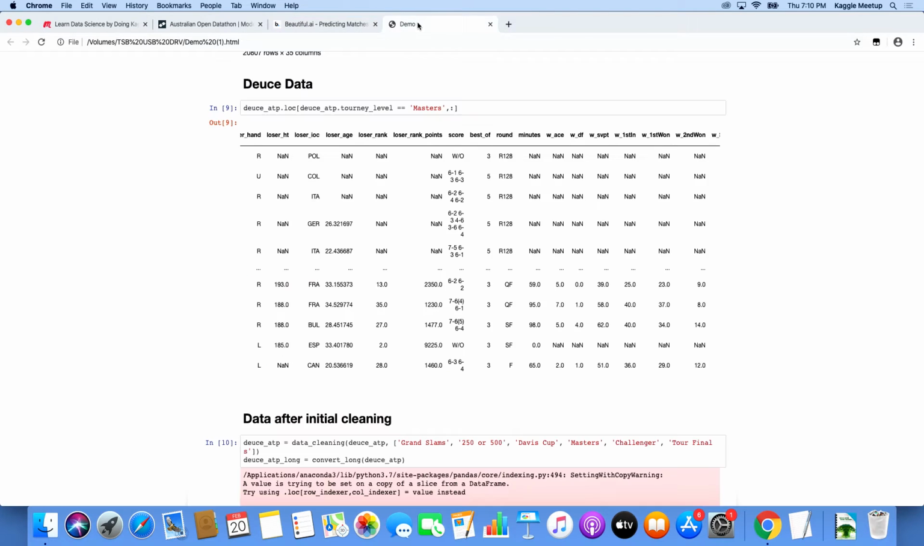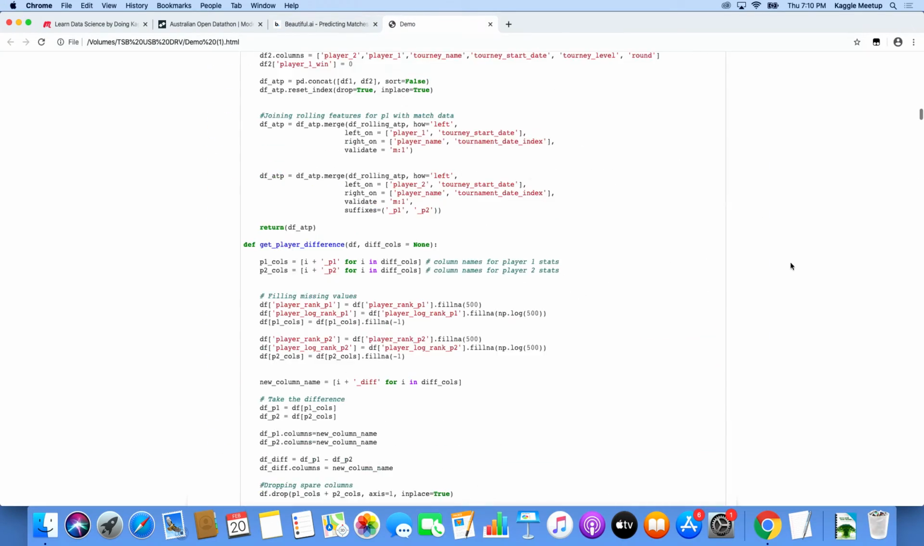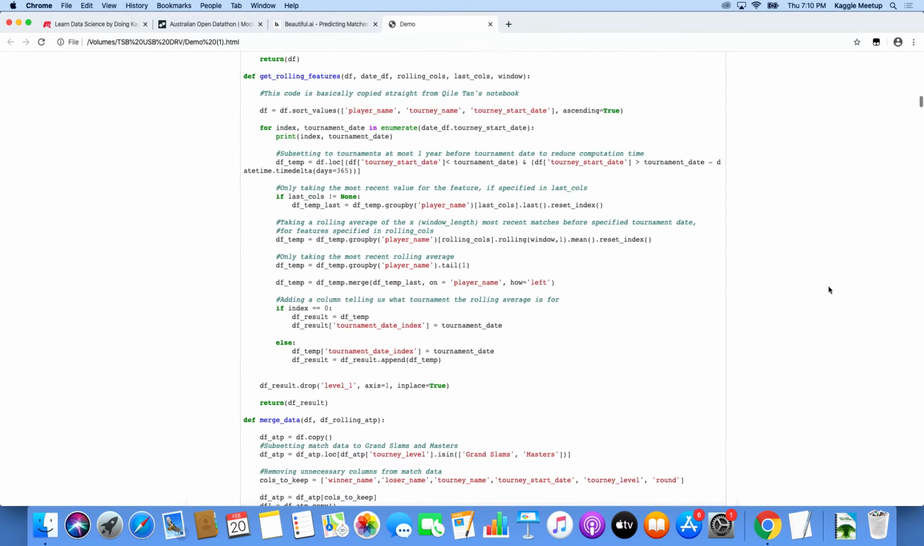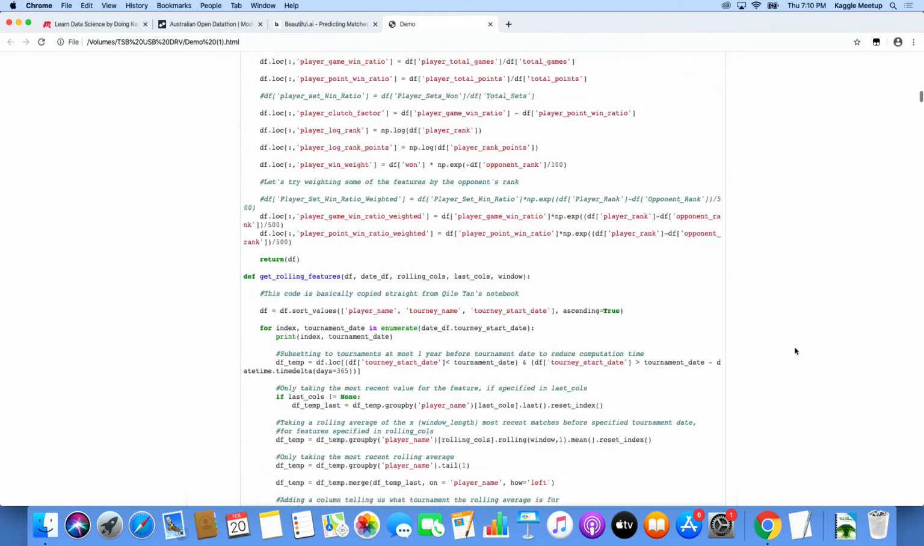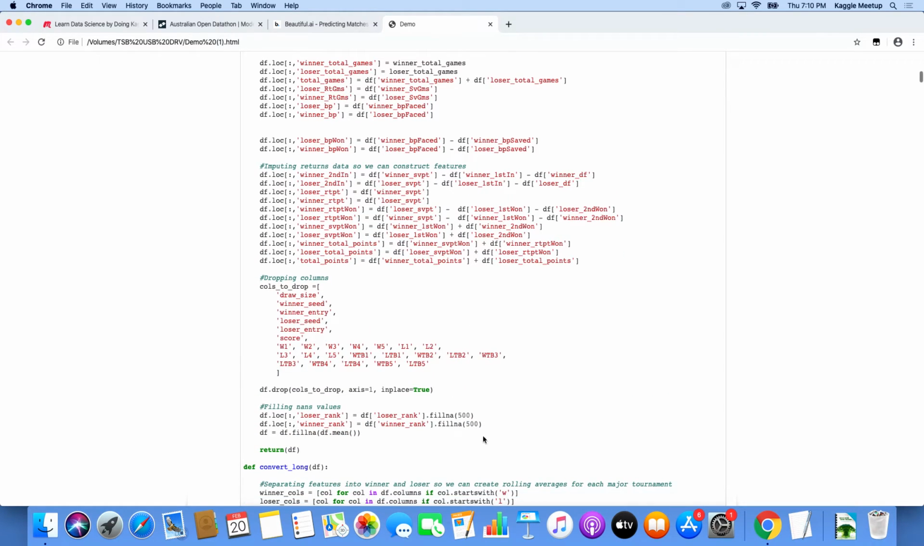Dealing with missing values, I didn't do anything particularly complicated. I think I just filled by the column means, if I remember correctly. And for players with missing rank, I just filled it with 500.